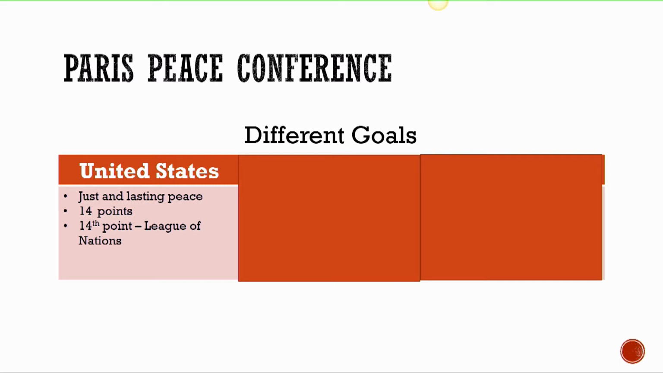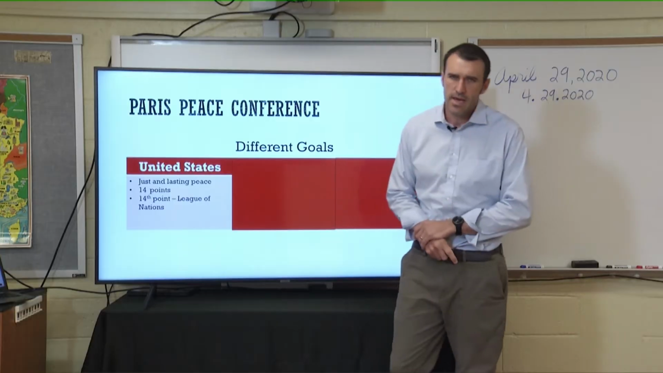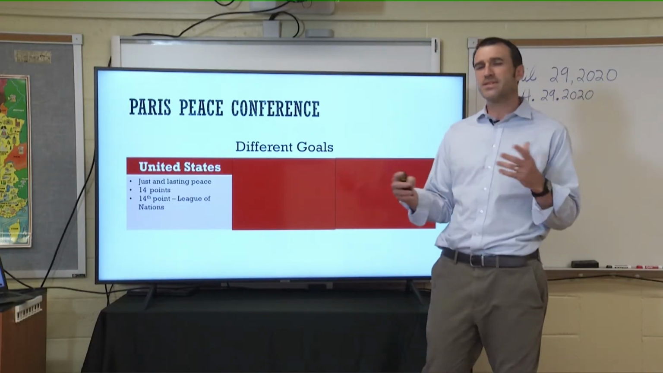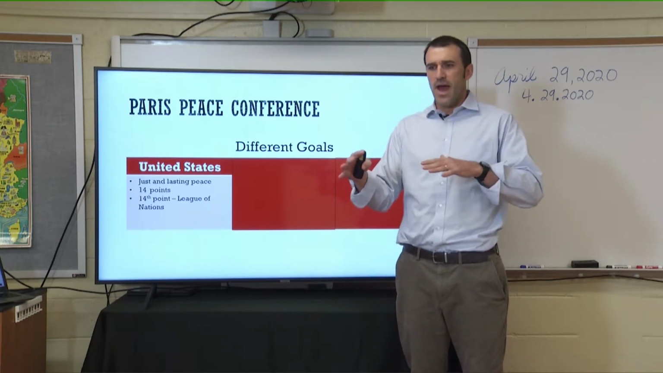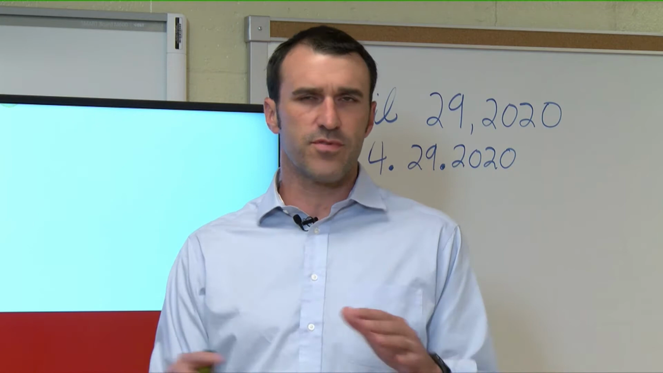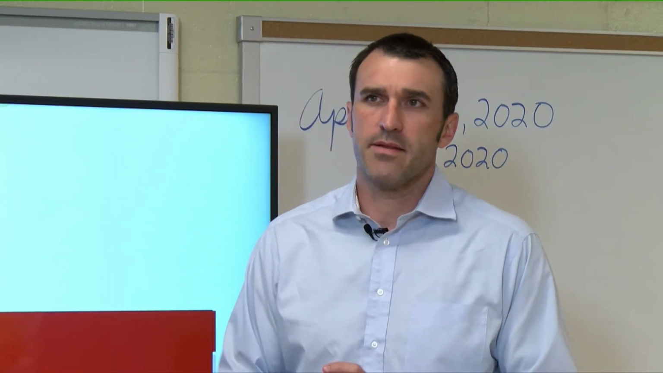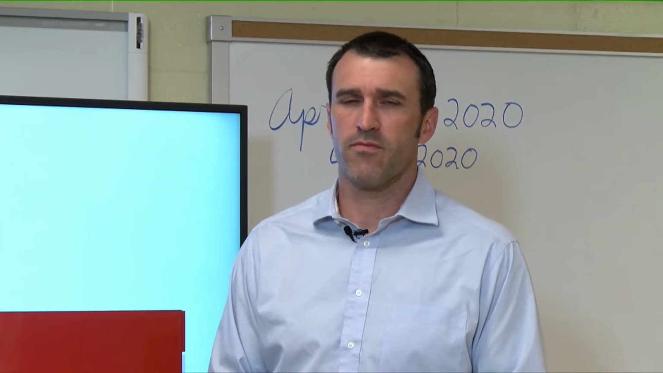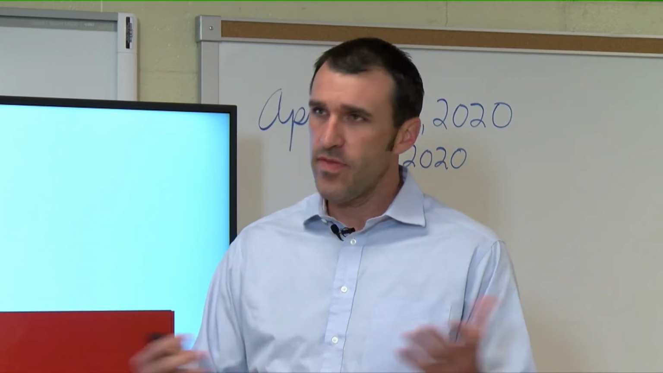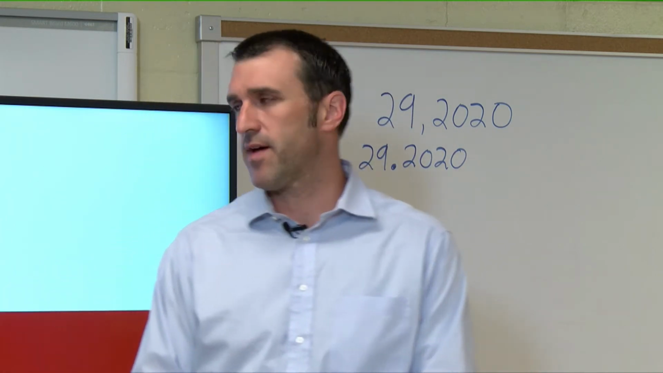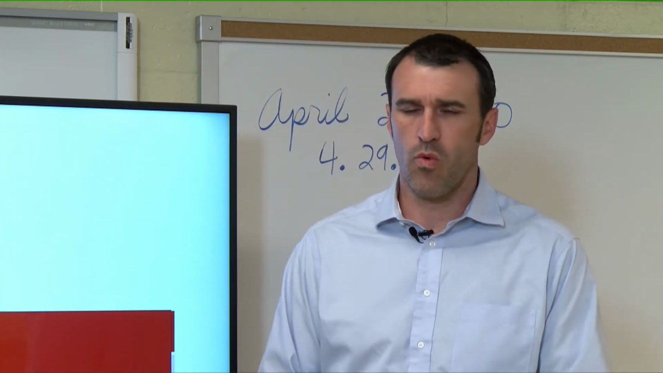I won't go through each one of those, but I do want to mention the 14th point. The 14th point is he proposed the establishment of what would be called the League of Nations. The League of Nations was an international peacekeeping organization where all the nations would come together and try to iron out some of these squabbles and differences so that we could prevent another world war from happening. Now, as you know, looking back, this League of Nations proved ineffective at preventing another world war.